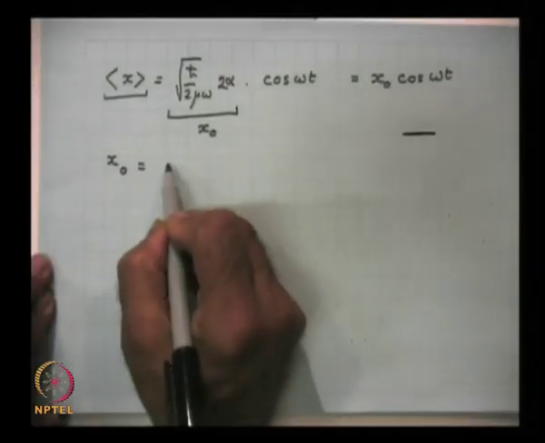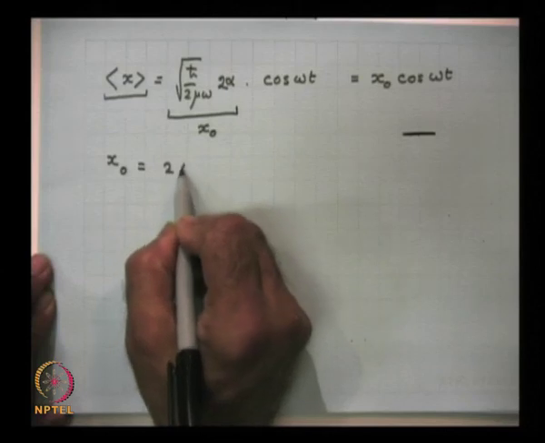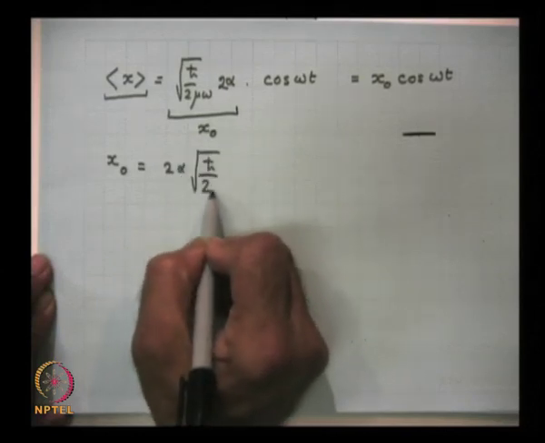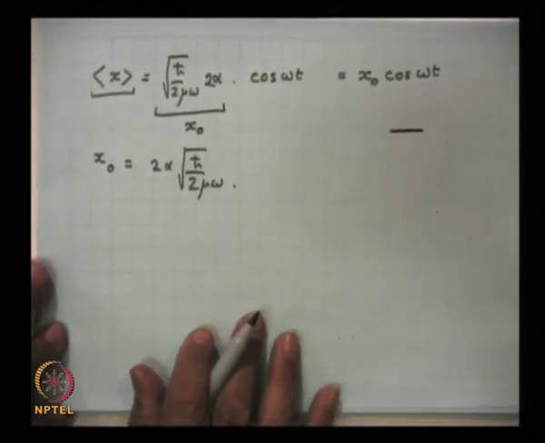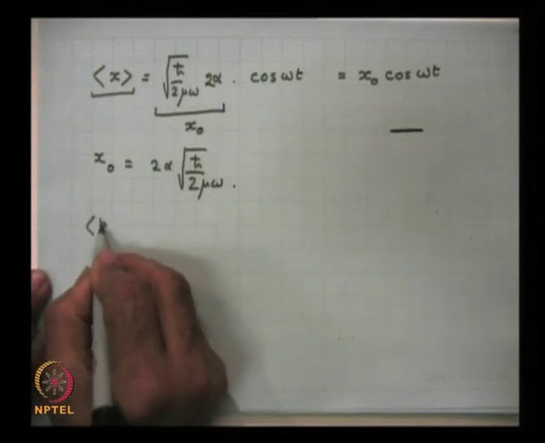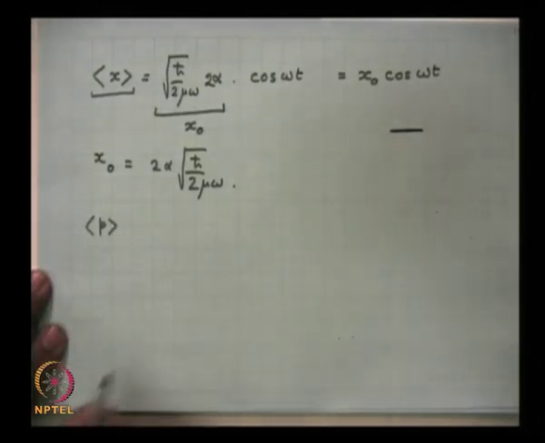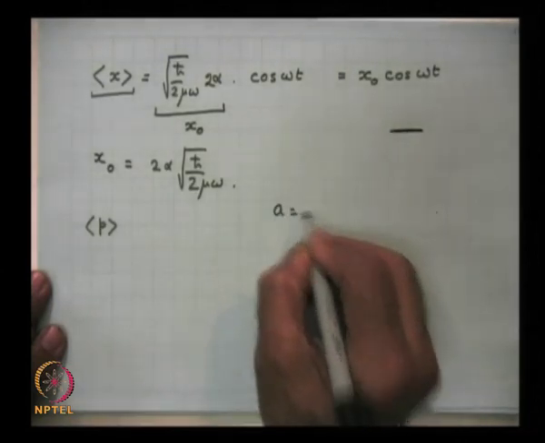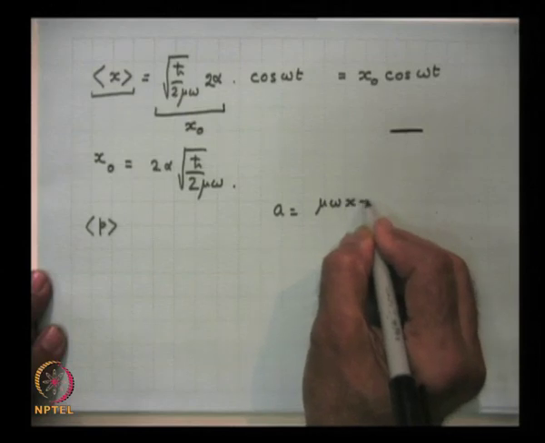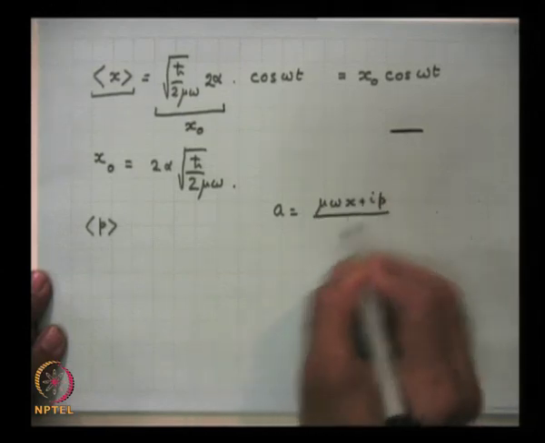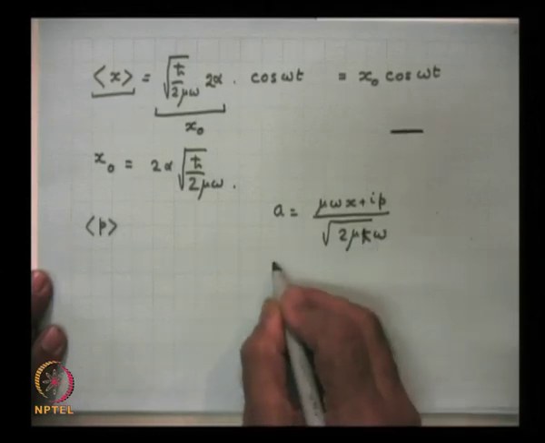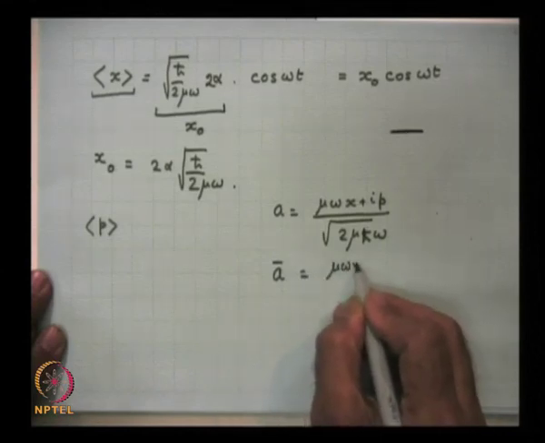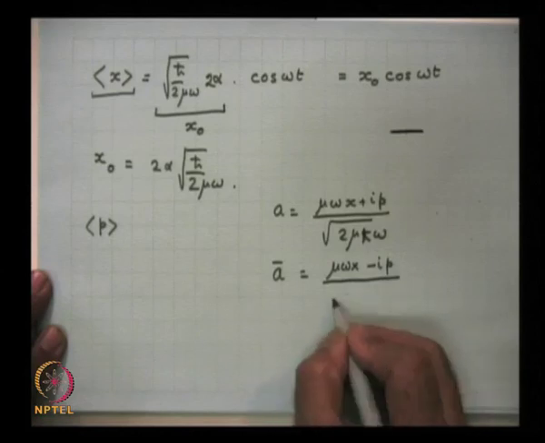So, you have x naught is equal to 2 alpha under root of h cross by 2 mu omega. Now, before I conclude this lecture, let me mention that similarly I can find the expectation value of p. We had A is equal to, as you may recall, mu omega x plus I p divided by 2 mu h cross omega, and A bar was equal to mu omega x minus I p divided by the same.